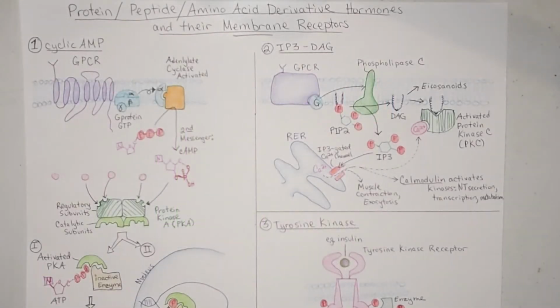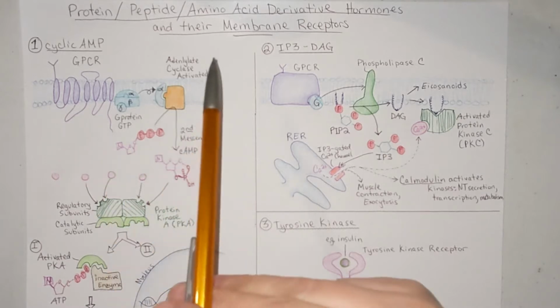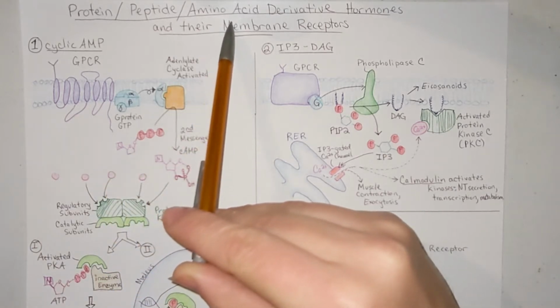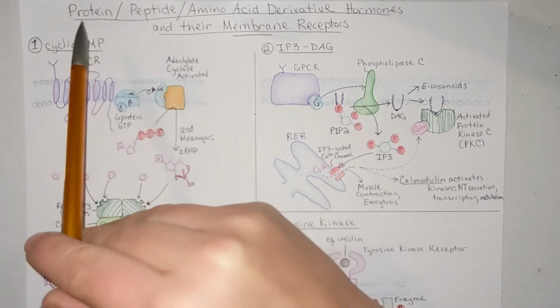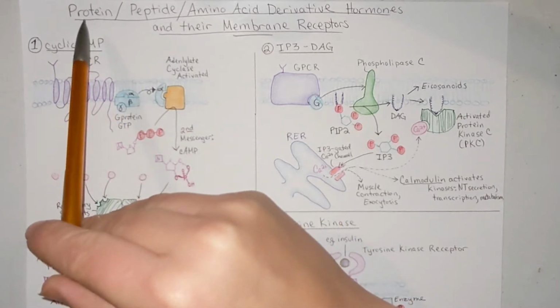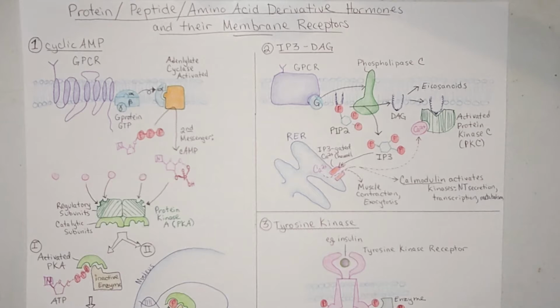Hello, in this video I'm going to be talking about hormones that are all made up of amino acids or amino acid derivatives and how they act on their target tissues. Specifically, I'm talking about hormones that are hydrophilic, that is, they are polar. They are made up of amino acid derivatives, shorter chains of amino acids, or very long chains of amino acids, sometimes with multiple subunits.